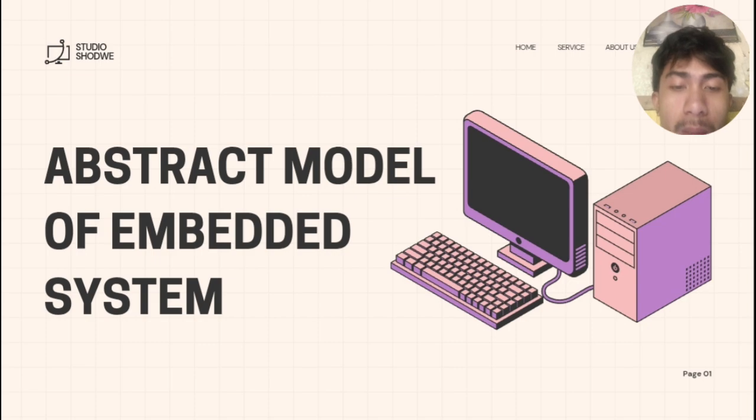While discussing the abstract model of embedded systems. This is a simplified way of understanding how embedded systems work. Instead of focusing on very technical details, the abstract model shows us the main parts and how they interact with each other. By the end of my report, you will see that this model is applied to almost every device we use today.